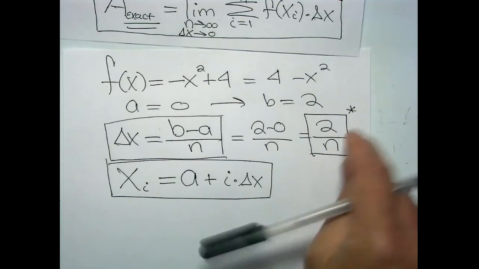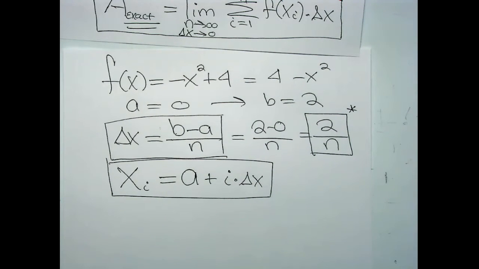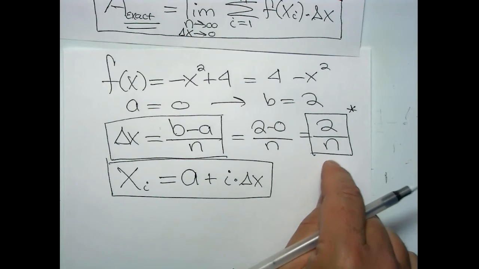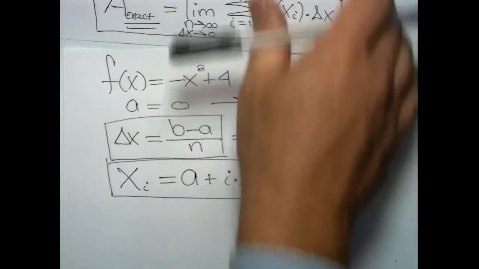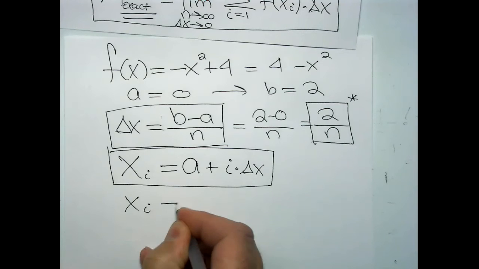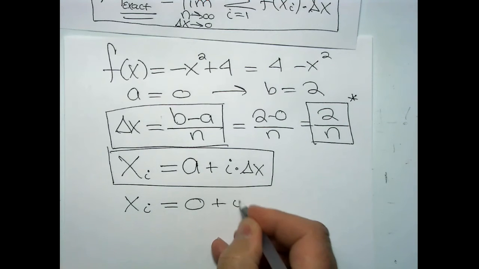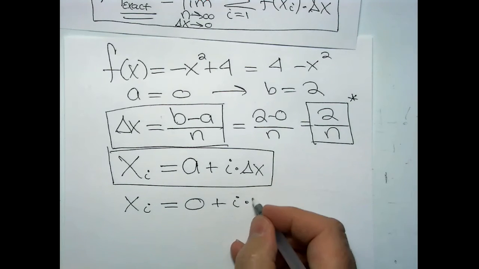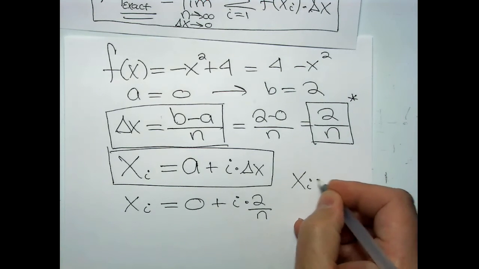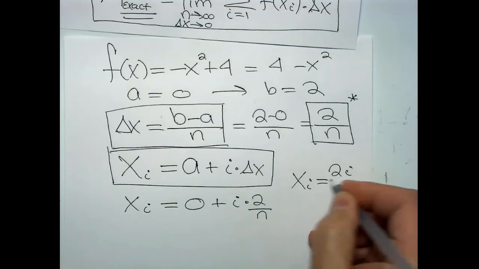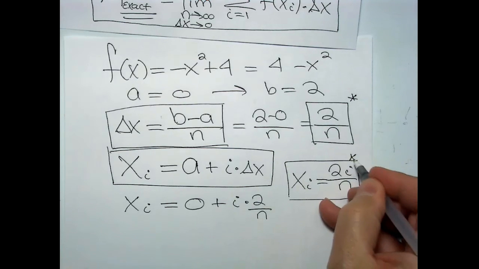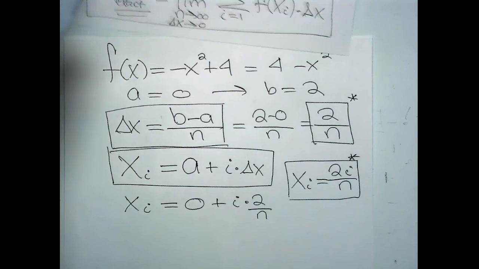Now, this is specific to our problem. b minus a is 2 over n. Do not plug in n equals infinity until you run the limit. All right, so now let's formulate x sub i. x sub i is our starting point, 0, plus i times delta x, which would be 2 over n. So I got a nice expression for my pointer, and that's 2i over n. That's specific to the problem, so we'll star that, and we'll be able to use that in our problem.